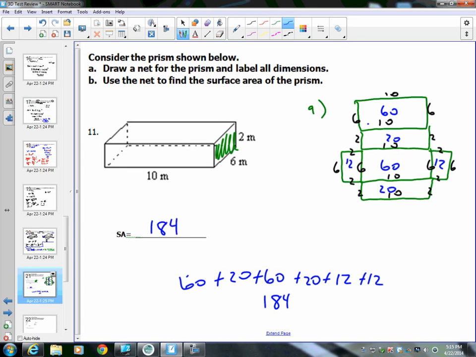You could, to check yourself, take the equation for surface area for a prism, total surface area, which is pH plus 2 big B. You could plug in the numbers in here and see if you get 184, which you should.